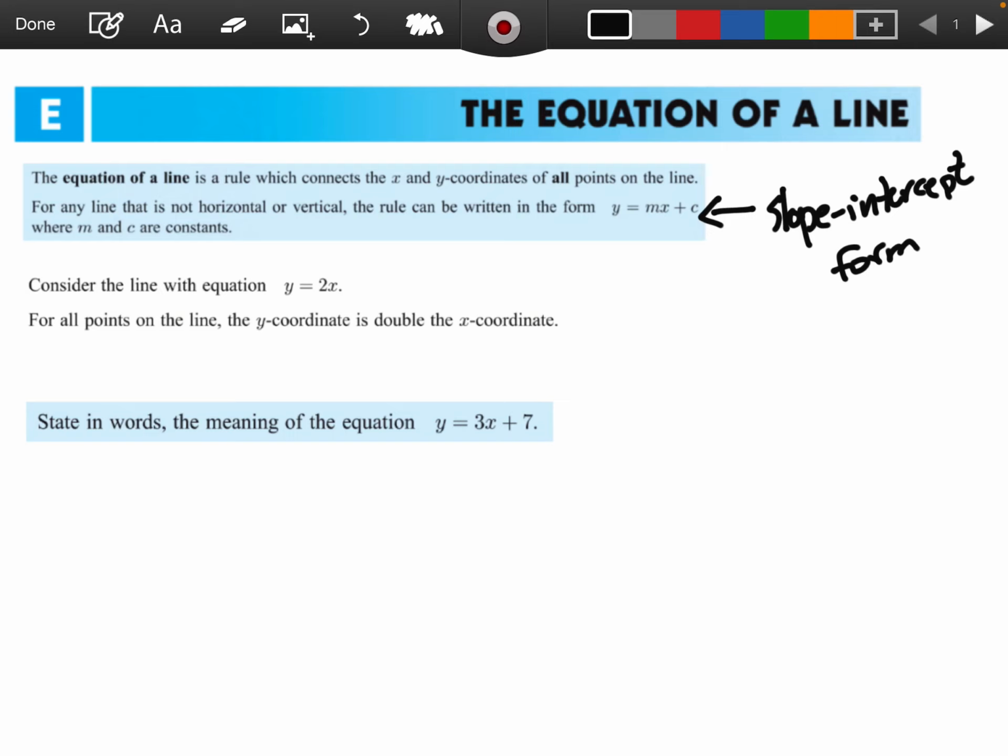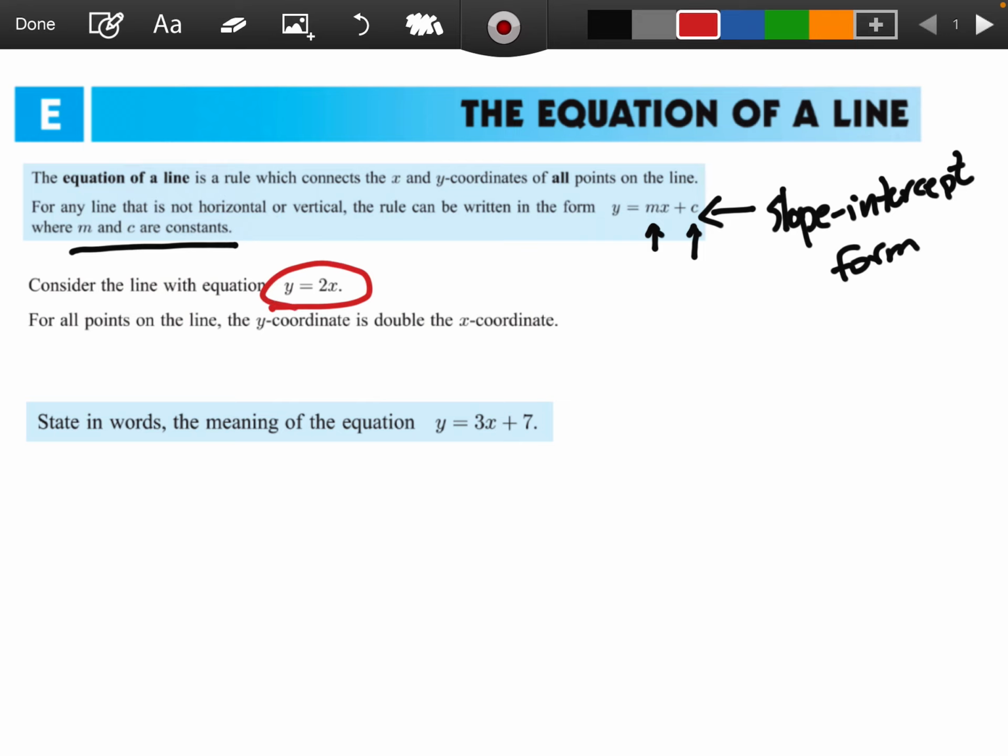M and c are constants, meaning that when you actually put that into practice, the m will be a number and the c will be a number. X and y will stay x and y. But this is the explanation of how the x and y coordinates are related to each other. Every single point on a line is going to be related in the same way, and that equation explains what the connection is.